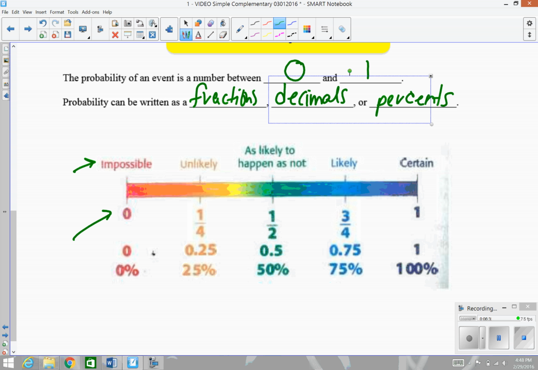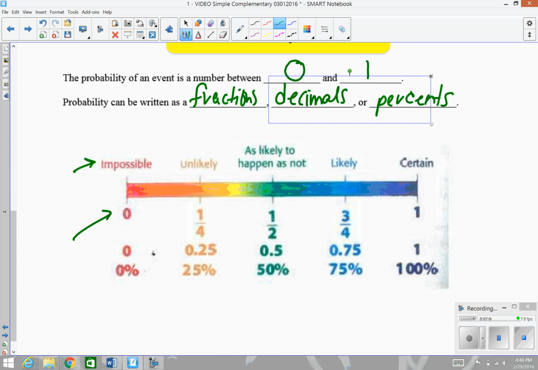And then here's that funny phrase, as likely to happen as not. This is your 50-50 odds. 1/2 probability that you get heads, 1/2 probability that you get tails, so that's 50%. If something is likely, then that means it's probably going to happen. What are the chances you're going to pass 7th grade? We'd say it's likely. Could something weird happen? Sure, but we expect that it's going to happen.